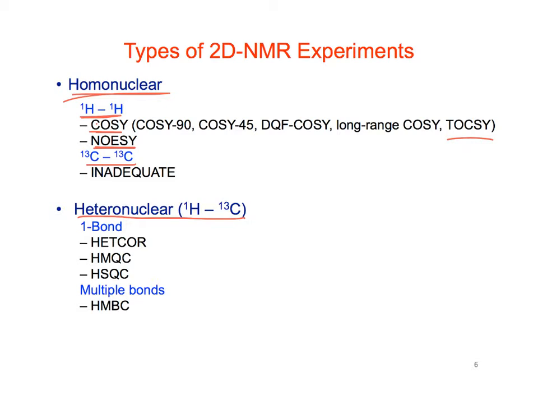Most of these experiments started out detecting on C13. But that has the obvious disadvantage that C13 is much less sensitive, and so we don't really do those types of experiments very much anymore. The first one was this HETCOR. It gives us a one-bond coupling between protons and C13, so essentially it's telling us which protons are directly attached to which carbons. The HETCOR is C13 detected.